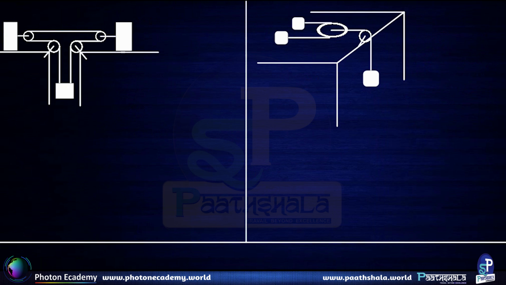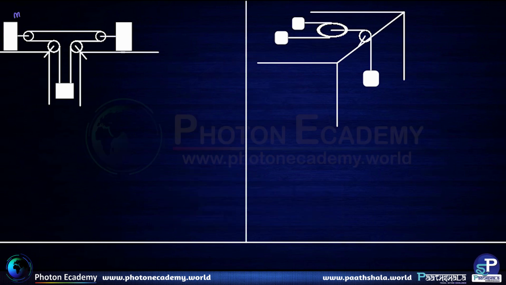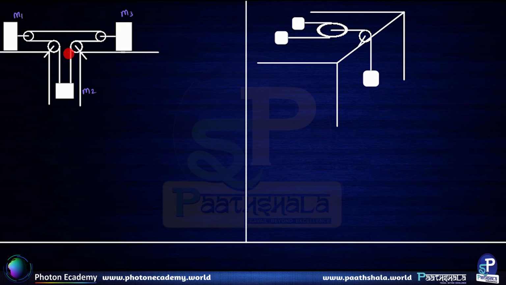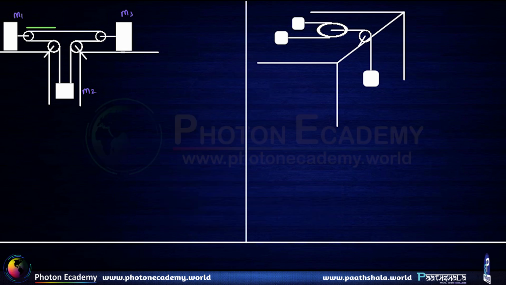Now next are two particularly interesting and cute questions. So basically let's understand the first question. This is the mass m1, this is the mass m3, and this is the mass m2. They are connected via one single string as shown, that runs like this, connecting all the three masses. So assuming this particular distance to be x1, this also happens to be x1.